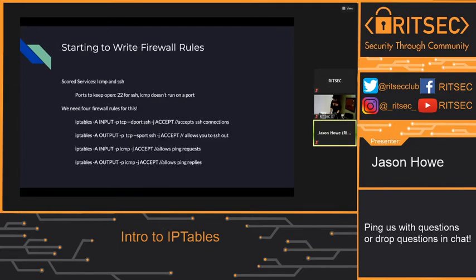So the Canute box has scored services of ICMP and SSH. For the most part, unless the SSH config has been changed, it's going to run on port 22. ICMP is a protocol, it doesn't have any ports, so we don't need to worry about that when we go to write our rules. So as I mentioned earlier with the chains, you have a chain for input and output. So to get a good firewall rule up, you need to have 4 rules for both SSH and ICMP.